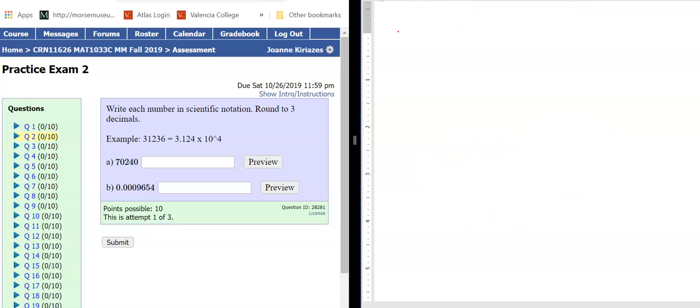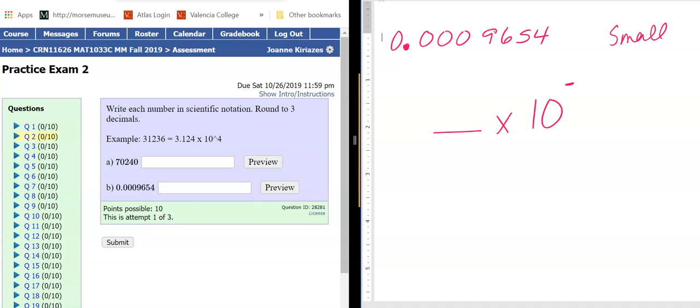Try part B. So this already has a decimal in it, and I'm counting 1, 2, 3, 3 zeros behind the decimal, and then 9654. Okay, so this is a small number, right? And so I know before I do anything, I can put a negative here in the exponent. Small numbers have a negative exponent.